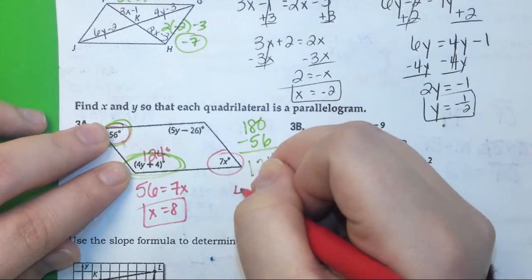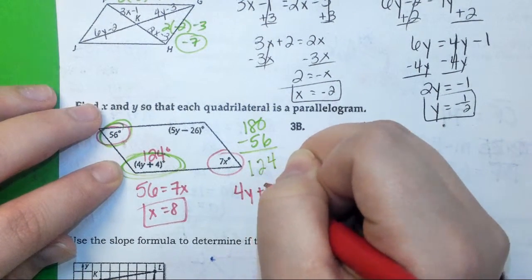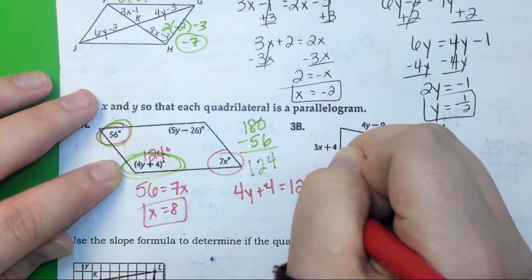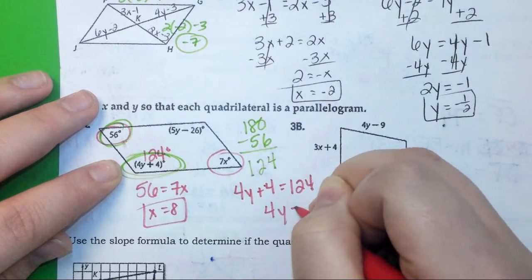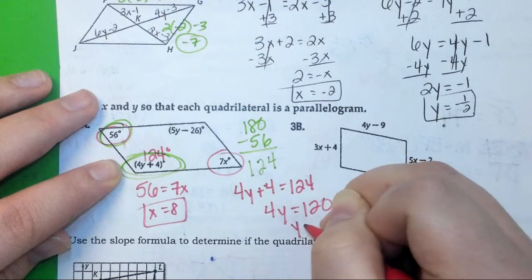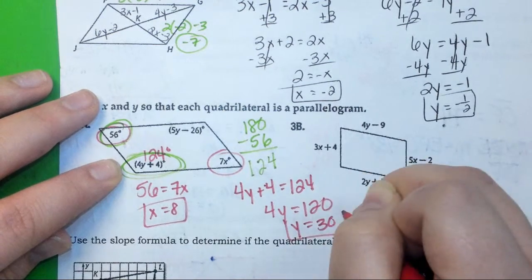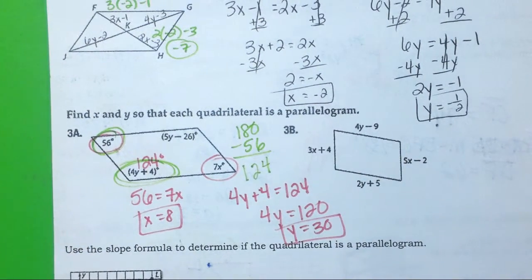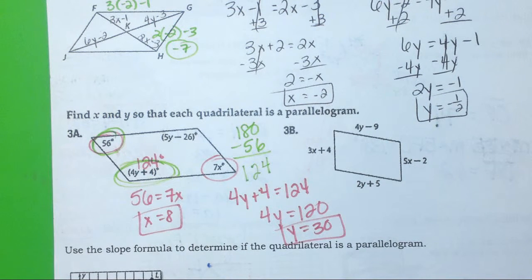So I'm going to do 4y plus 4 equals 124. So I'll get 4y equals 120. So y equals 30. Now again, all I'm using is facts that I know about parallelograms. So if this is a parallelogram, then not only are these opposites congruent, but the two on the same side are supplementary.